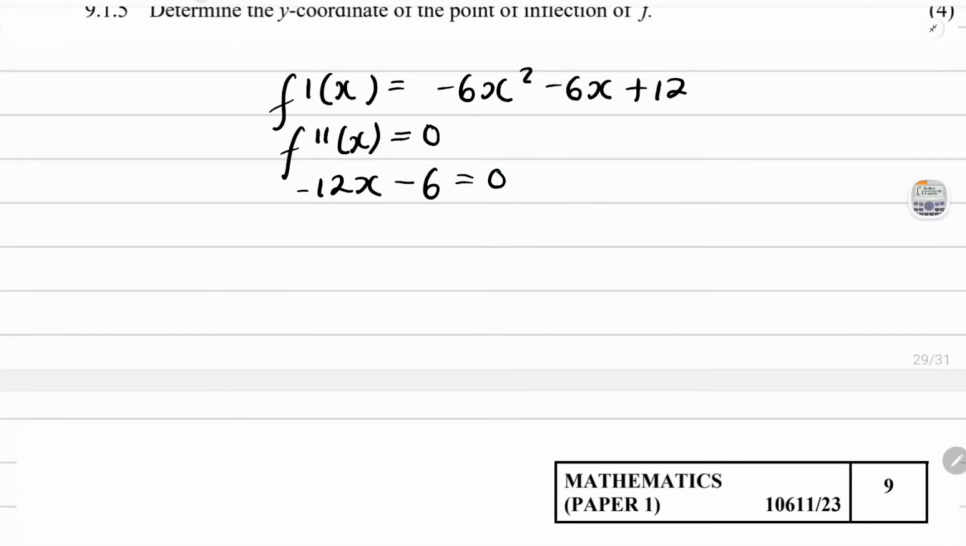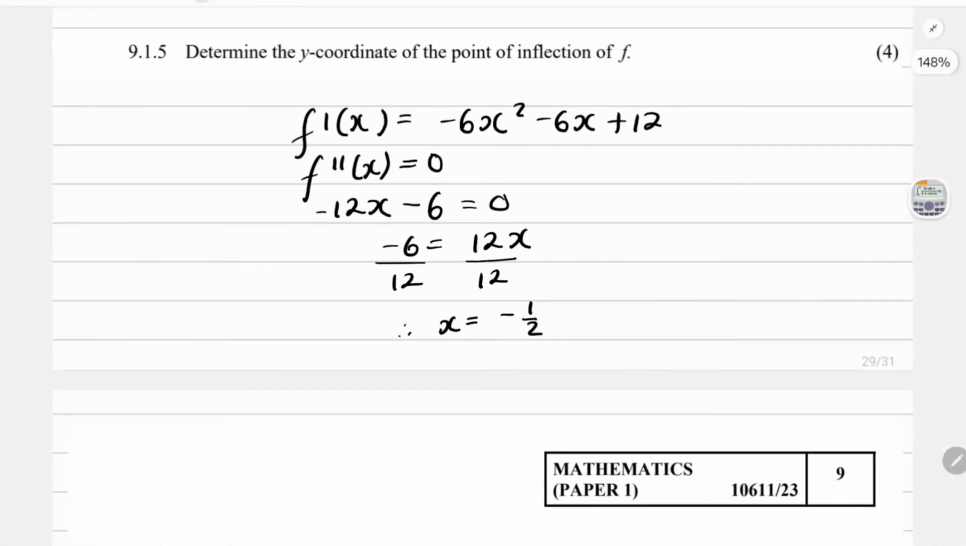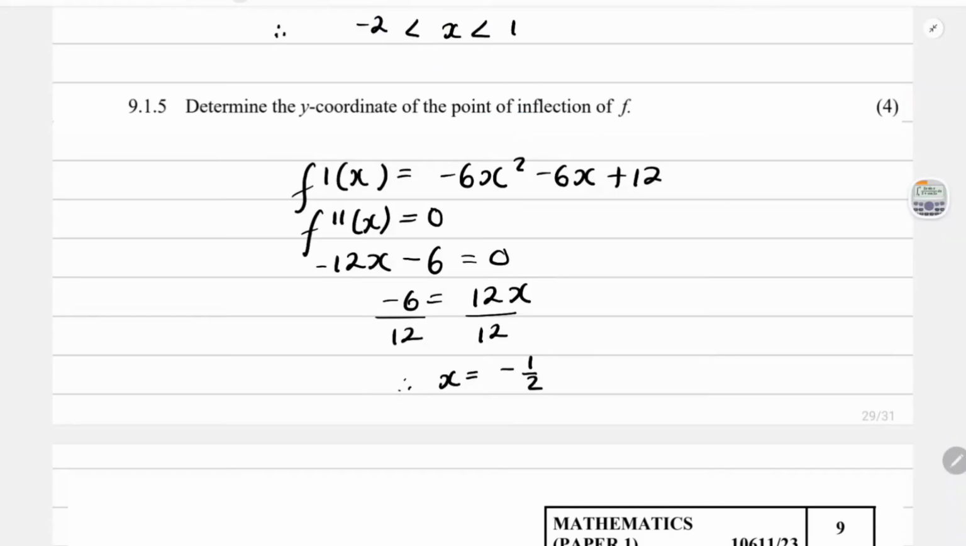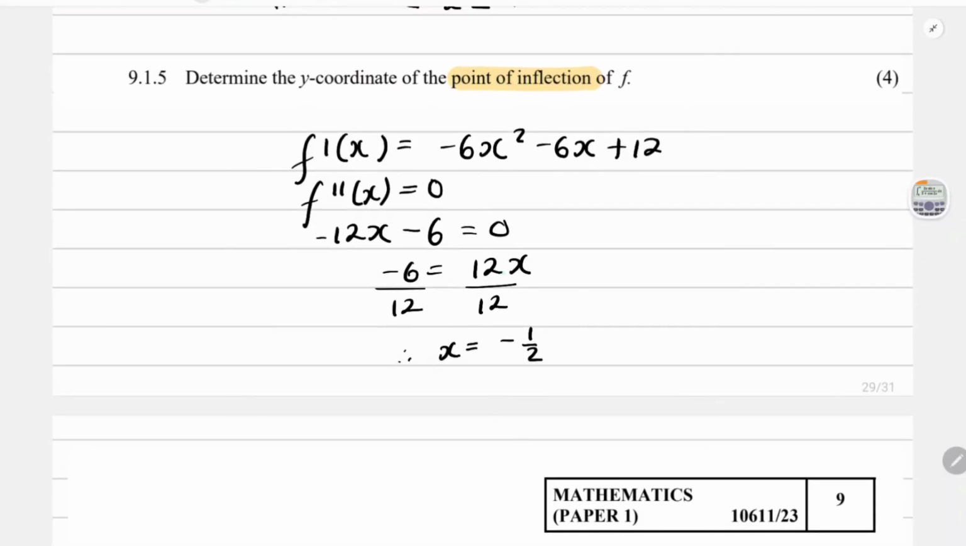It's equal to 0. Then we can go ahead, and I should have just left it like this, but it doesn't matter, it's fine. So now that we have this, I can just go ahead and say, well, take the 12 over. So we have -6 is equal to positive 12x. Divide both sides by the 12 to leave x on its own. And x will therefore be equal to, what is -6 over 12? That gives you -1/2. Okay, so now that we have -1/2, that is the x value of the point of inflection. We have to find the y value, the y coordinate.